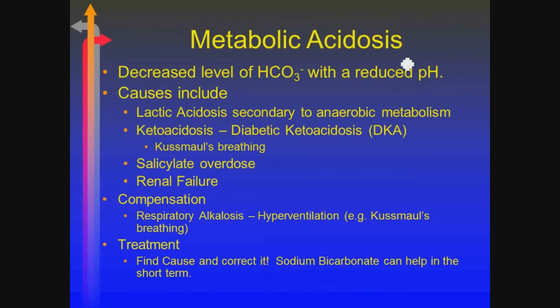Two other ones. Metabolic problems. Again, we can have an acidosis or an alkalosis. Metabolic acidosis is where bicarbonate levels, the numerator, has gone down. Ratio is less than 20 to 1. And we'll find there's all kinds of reasons why.